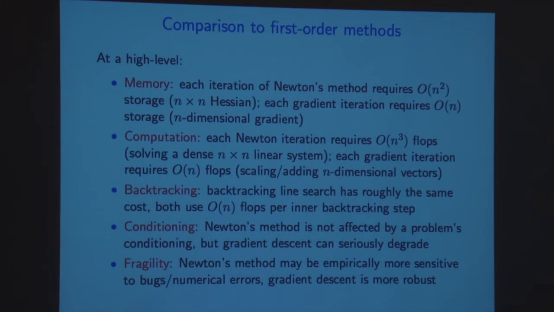Backtracking has about the same cost with the two methods. Each inner iteration of backtracking is order n. There's not much difference there. You can see because we've already computed the Newton step before we do backtracking.